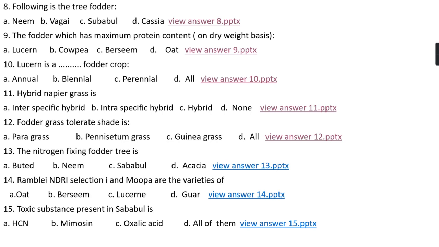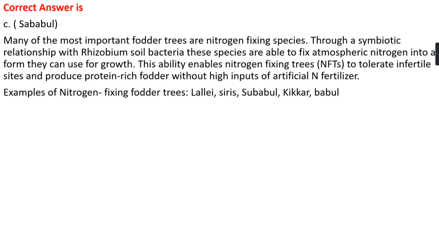Okay. Question number 13: The nitrogen fixing fodder tree is option A buttate, option B neem, option C subabul, option D acacia. The right answer is option C, subabul. Most of the important fodder trees are nitrogen fixing species through a symbiotic relationship with Rhizobium soil bacteria. These species are able to fix atmospheric nitrogen into a form that can be used by the plant for growth purposes. This ability enables a nitrogen fixing tree to tolerate infertile sites and also produce protein rich fodder without high input of artificial nitrogen fertilizer. Examples of these nitrogen fixing fodder trees are leucaena, sesbania, subabul, khejri, and babul.